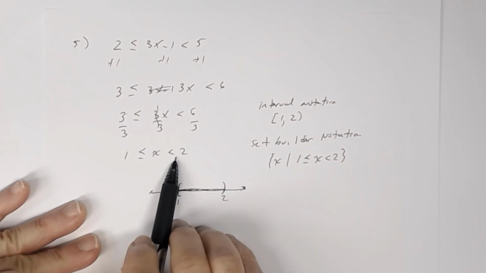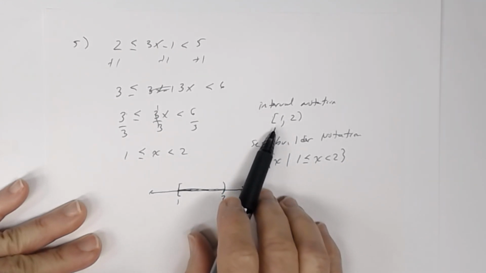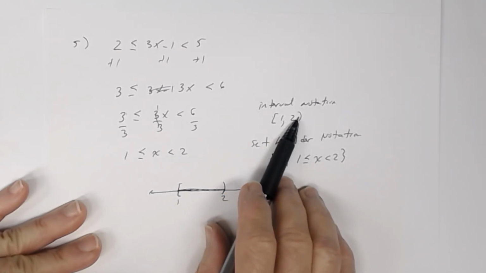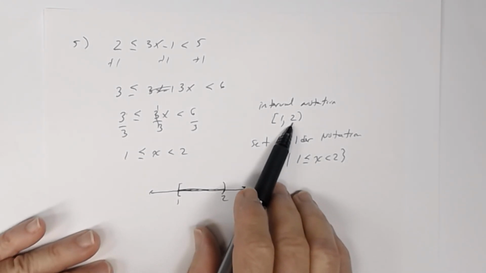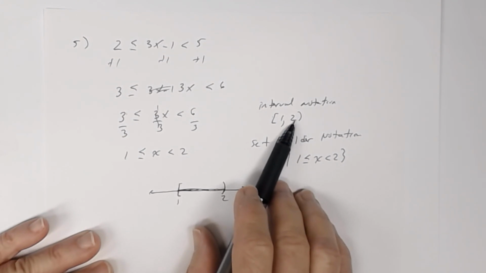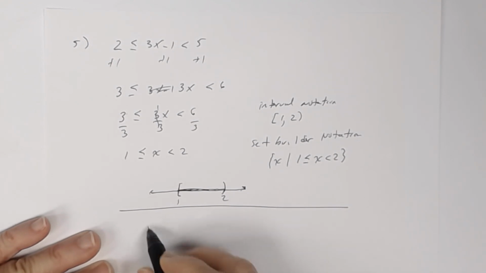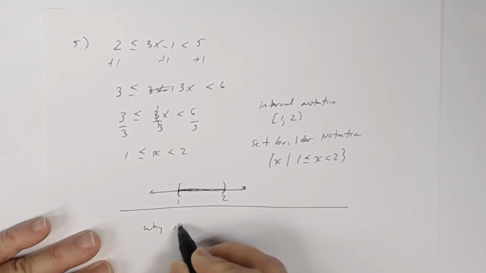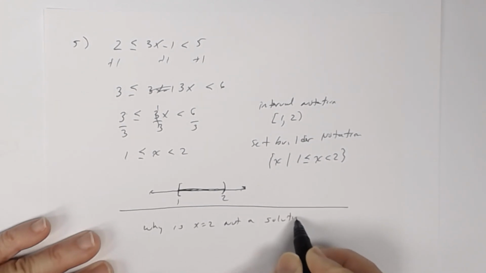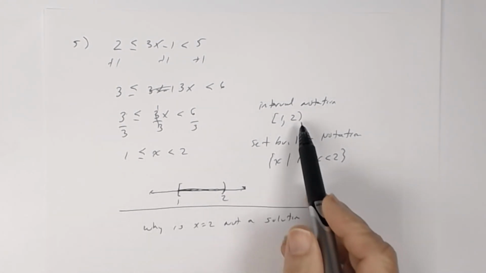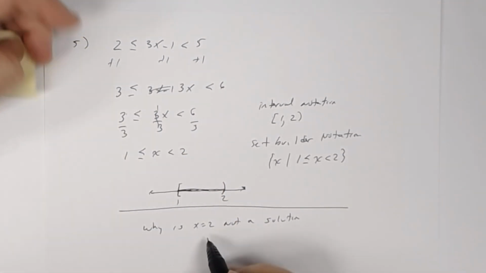So you see where I said a while ago, 1's a solution, so we use a bracket. 2 is not a solution, so we use parentheses. Okay, so you learned about that in a previous lesson. So for this one, let's go ahead and see why 2 is not a solution. So we know that 2 is not a solution, right? So let's see, why is x equals 2 not a solution? Now y'all know it's not a solution because of the parentheses, but let's see when we substitute why it doesn't work.